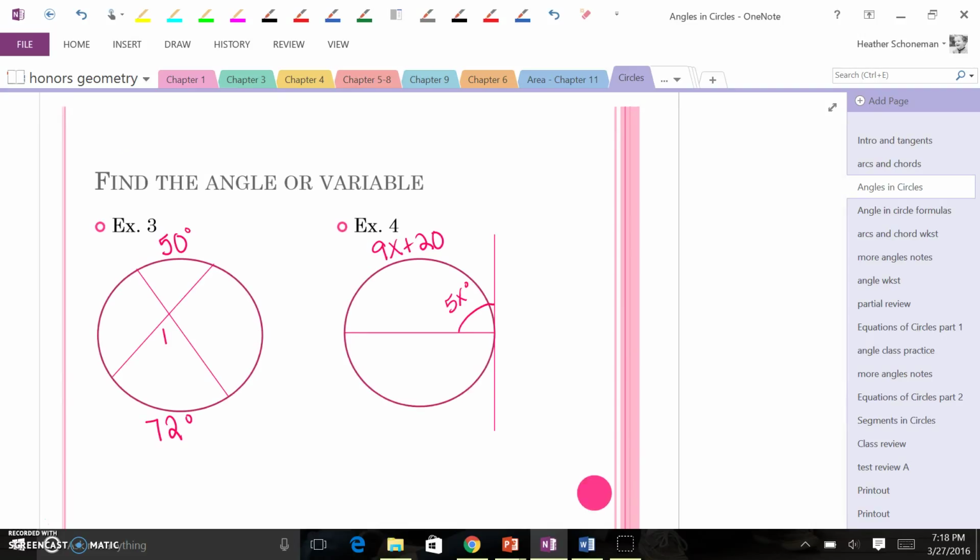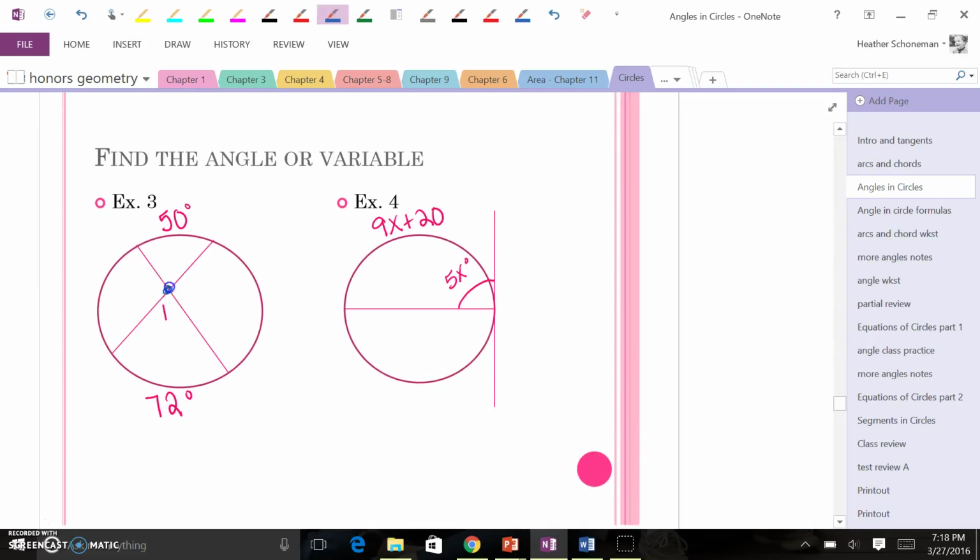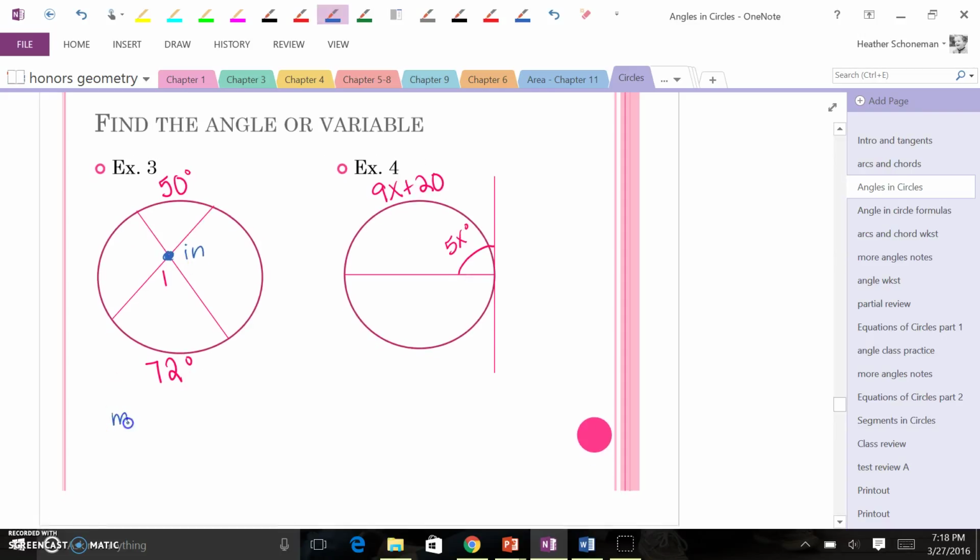Example 3. The vertex is inside the circle, inside anywhere but the center. So here, the measure of angle 1 equals 1/2. Well, when it's inside, we're dealing with two intercepted arcs. And when it's inside, we're averaging them, so we're just adding them together and dividing by 2. So we have 1/2 of 122, which would just be 61. Okay, let's look at example 4.